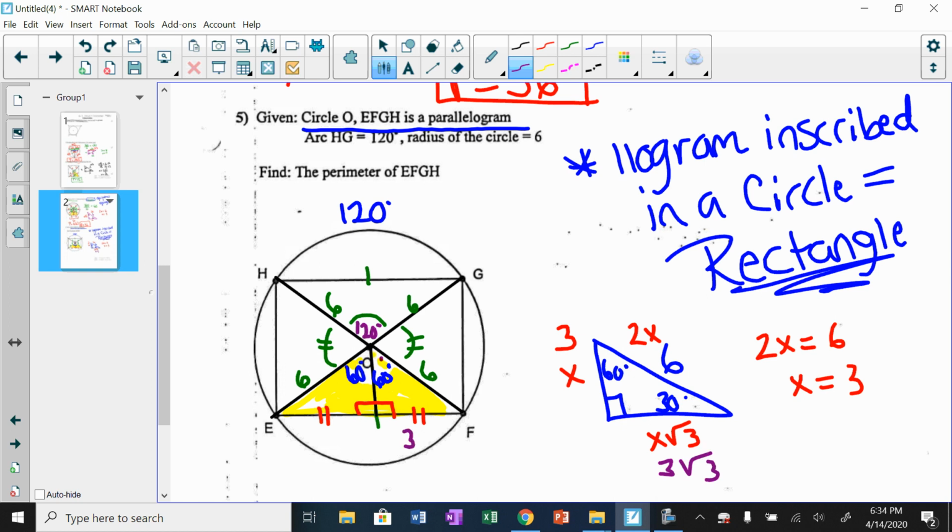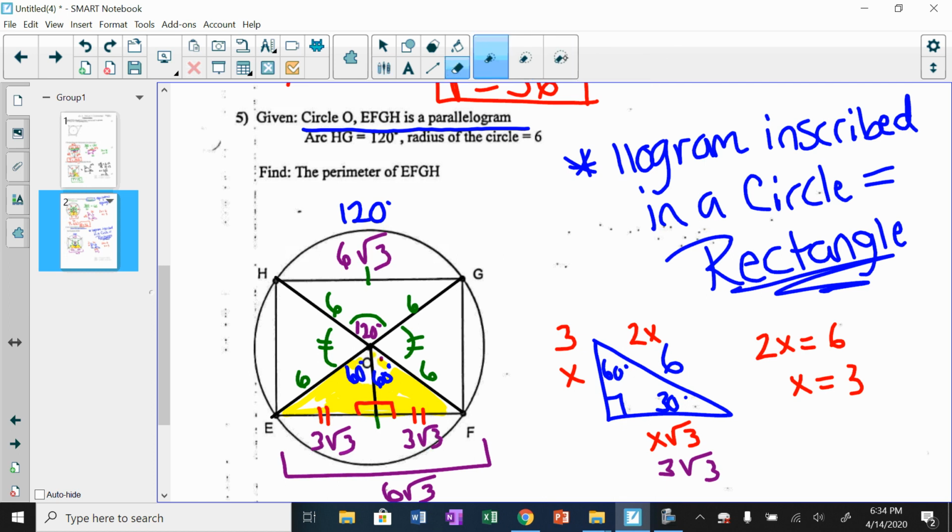So this is a 3 root 3, and this is a 3 root 3, which means E to F is 6 root 3. And in a rectangle, opposite sides are congruent, so H to G is 6 root 3. I cannot say that they're all congruent because they're not all congruent. In a rectangle, the top and bottom are congruent and the left and right are congruent.